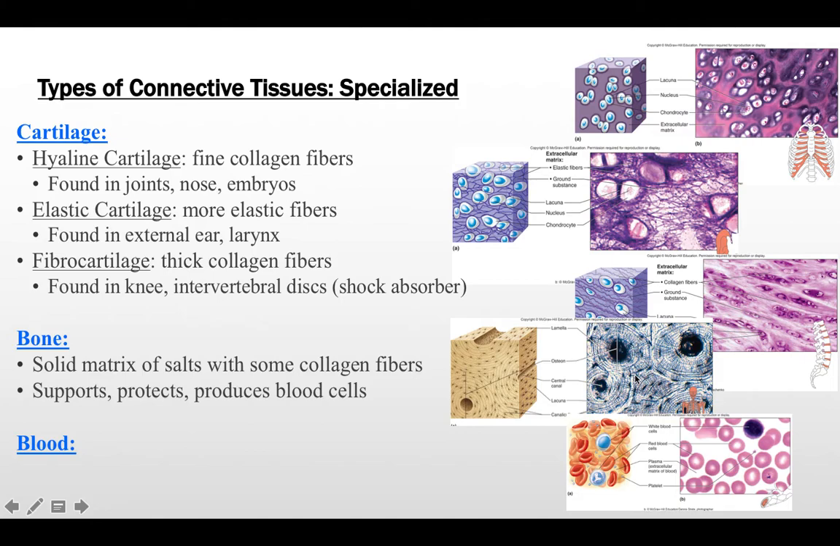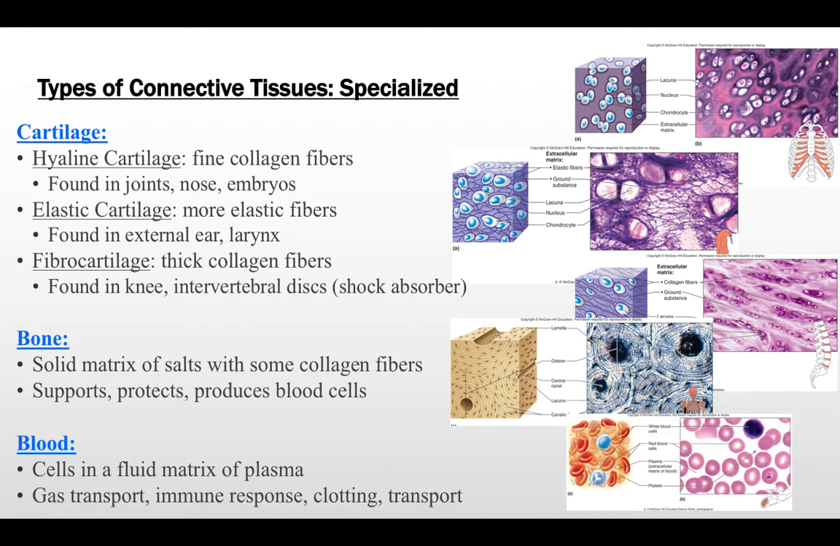The last type of specialized connective tissue would be blood. Blood should be the easiest to identify under the microscope. You can see tons of red blood cells, a couple white blood cells, and blood is a fluid matrix that transports, clots, moves gas around, and is responsible for your immune response. So 3 to 5, depending on how you count them, types of specialized connective tissue.